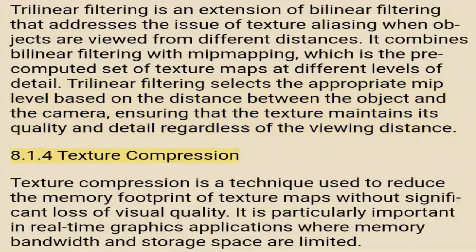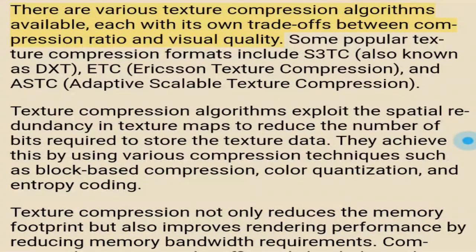8.1.4 Texture compression. Texture compression is a technique used to reduce the memory footprint of texture maps without significant loss of visual quality. It is particularly important in real-time graphics applications where memory bandwidth and storage space are limited. There are various texture compression algorithms available, each with its own trade-offs between compression ratio and visual quality. Some popular texture compression formats include S3TC, also known as DXT, ETC, Ericsson texture compression, and ASTC, adaptive scalable texture compression.